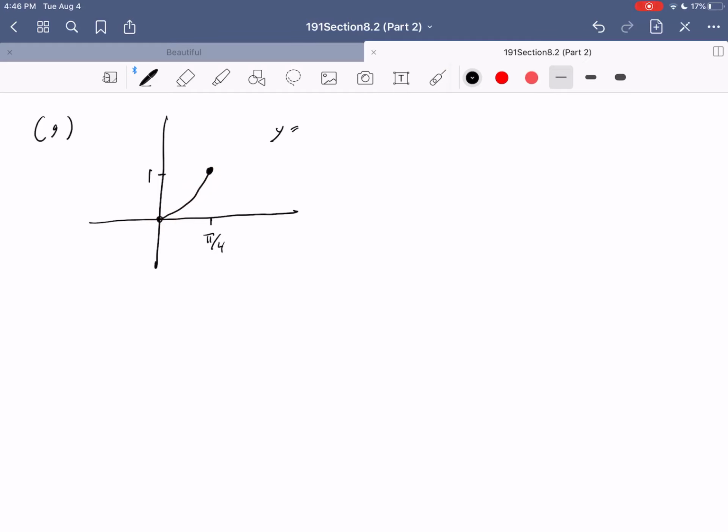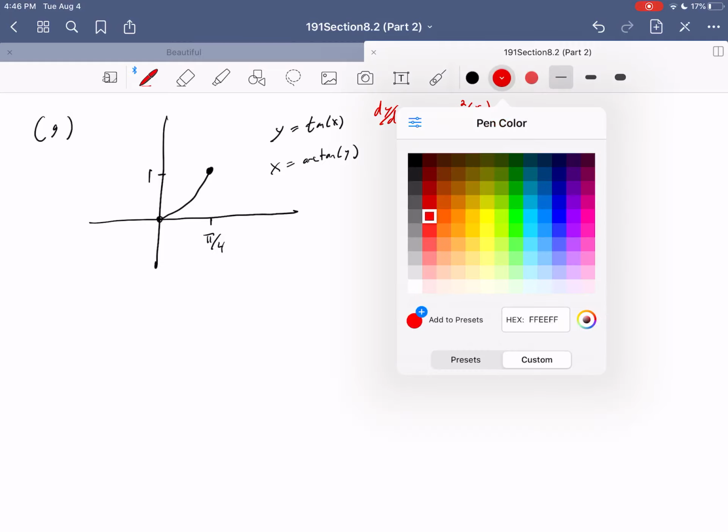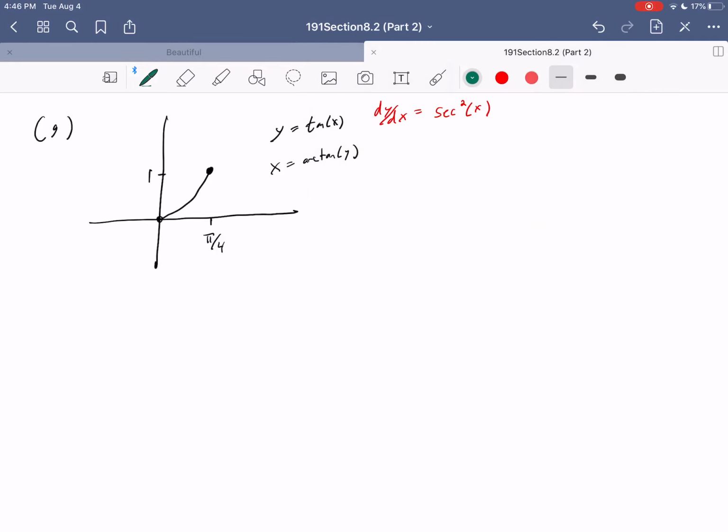And again, remember, we have y equals tan x, or we can think x equals arctan of y. Let's get some derivatives too, which we will need. dy/dx is going to be secant squared x. And if we go ahead and do the other derivative too, because we're going to do an integral with respect to x and one with respect to y, dx/dy is 1 over 1 plus y squared. So we will need each of those.